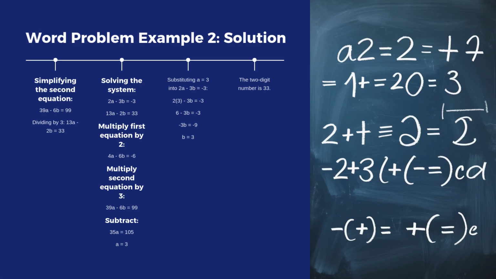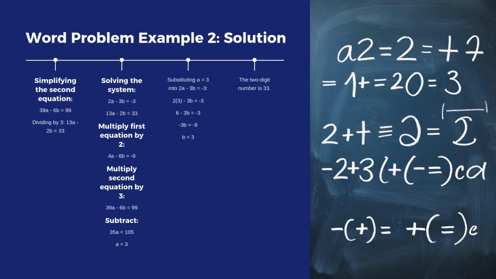Write the system to be solved. 2a - 3b equals -3. This is the first equation from the problem restated in standard form. 13a - 2b equals 33. This is the simplified second equation we will solve together with the first. Multiply the first equation by 2 to eliminate b later: 4a - 6b equals -6.